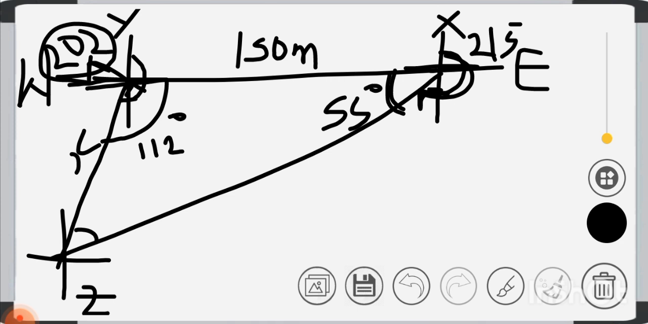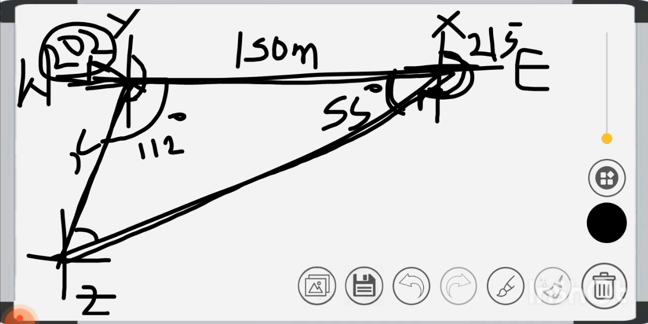Remember, I told you this is a triangle. Now look at it very well. This is a triangle. I told you for a triangle, if you add everything together, it must be equal to 180. So to get this remaining one, just check what I am going to add to these two angles to give me 180. So I'm going to add 13 to it. Or 180 minus 55 minus 112 will give you 13 degrees here.